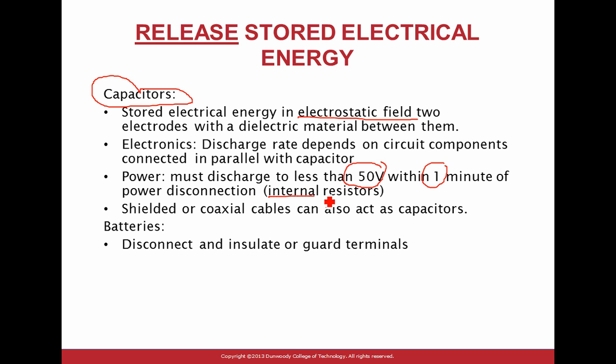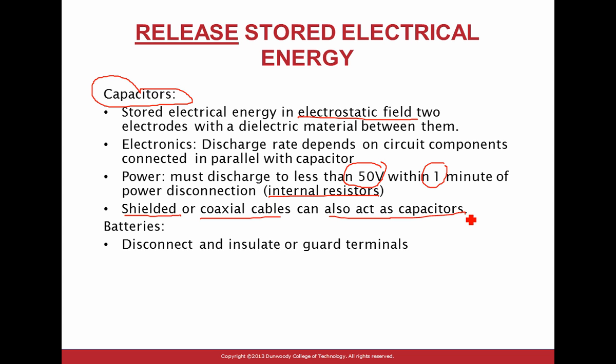Power distribution equipment uses internal resistors. Also, shielded or coaxial cables can act as capacitors. You remember what a capacitor is, right? A capacitor is a voltage at one level and an insulation, and a grounded object at the second level. In between is some type of insulation, a dielectric. So if you put a hot conductor here and a grounded EMT conduit, and in between them insulation and air, that's a capacitor. That's what the capacitive effect in a power system comes from.